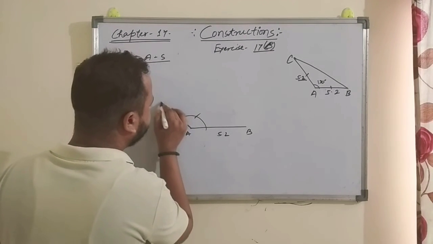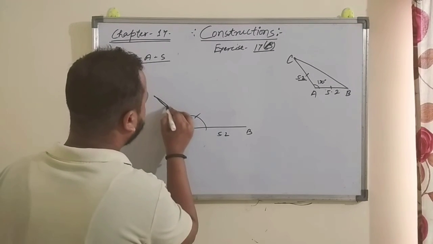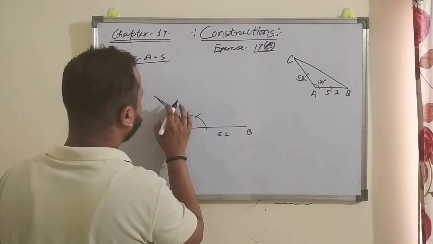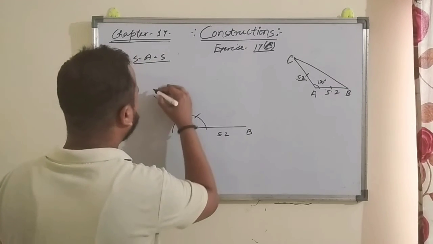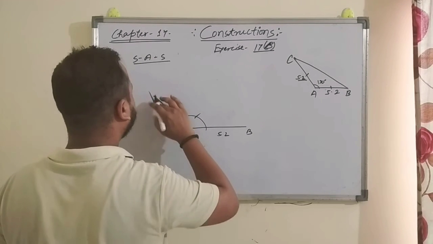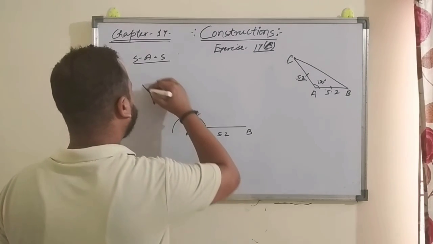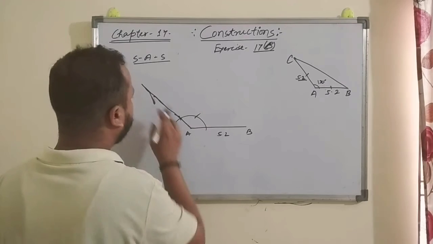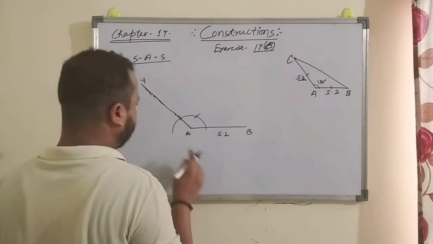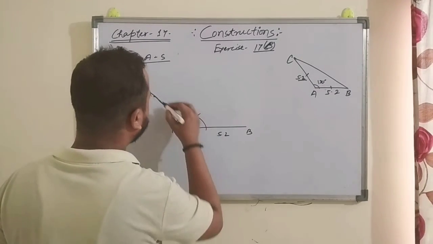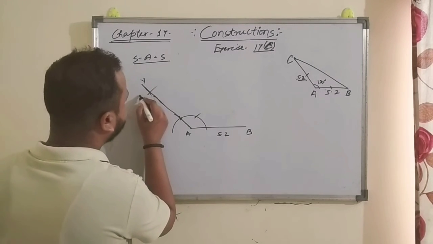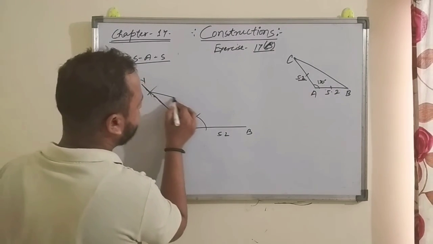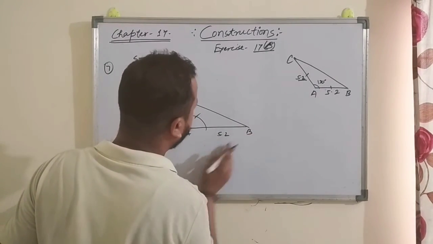Just join them and extend them. Suppose this was AY. Take the radius of 5.2 centimeter. Here you get the point C. Just join C to B.